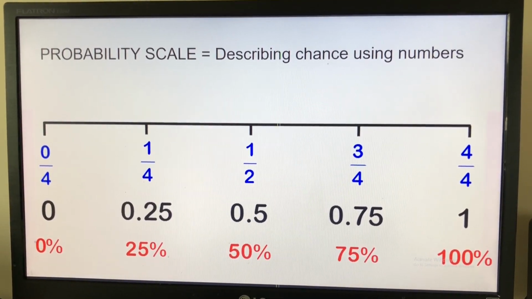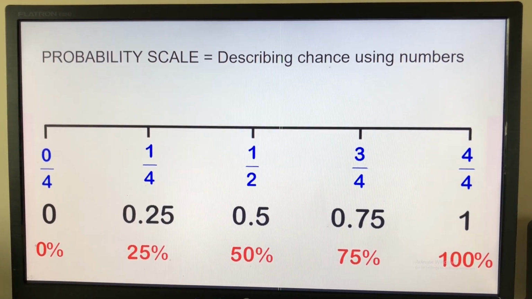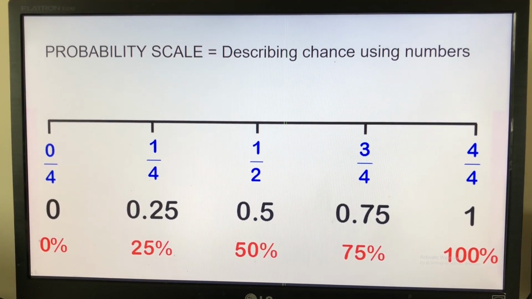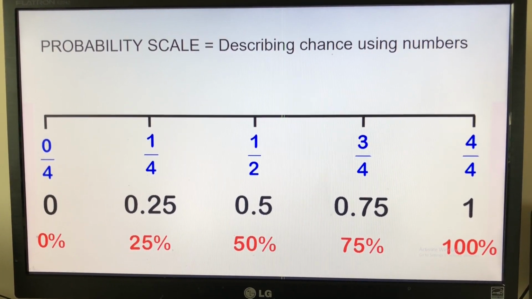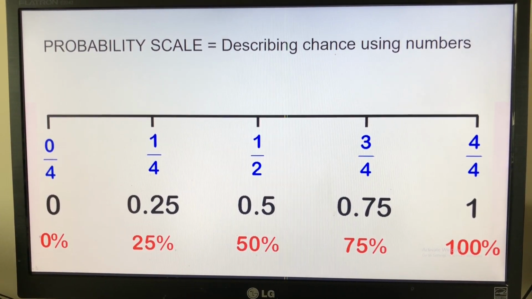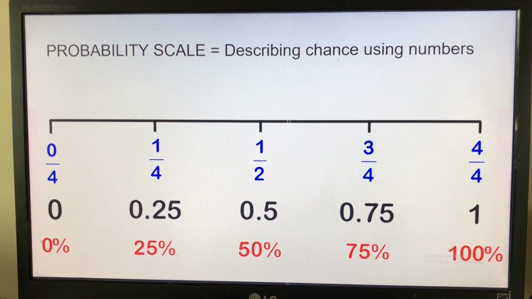Good morning. Today's lesson, we continue to learn about probability. In the last lesson, we looked at a probability scale, which you can see on your screen now, which is used to help us to describe the chance of something, an event, occurring.